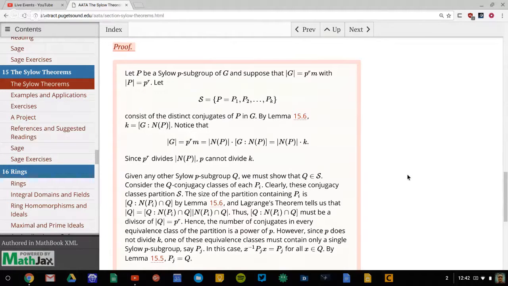But lemma 15.6 tells us that this number, the index of the normalizer in G, is this number k, the number of distinct conjugates of P that there are. So we've got this result, that p to the r times m is equal to the size of the normalizer times k.